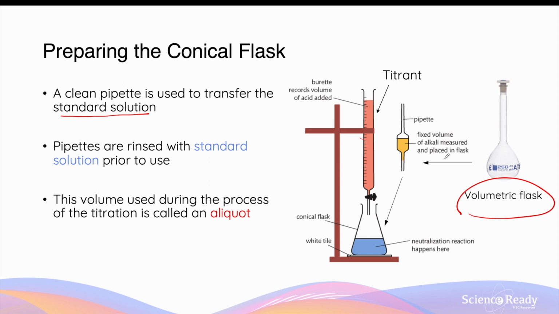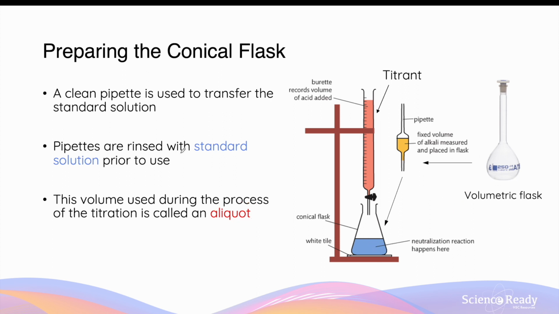Now, we'll not be using the whole volume of the standard solution. We'll be only using a small volume. The volume that we can use is 20 milliliters. This volume is known as the aliquot, the amount of the standard solution that's used for each titration trial.